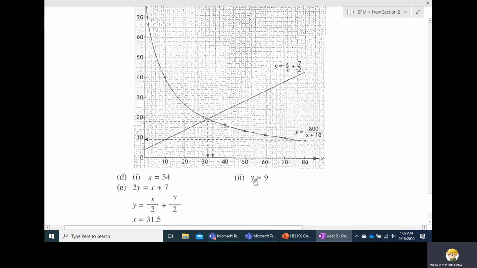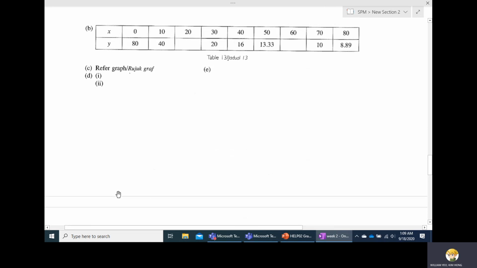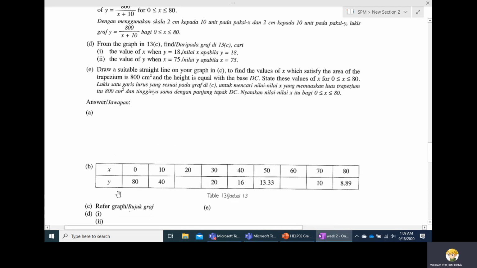Okay, 1 mark, 1 mark. Alright. Okay, E. Let's look at the question. E is very challenging. Normally for E, they will give you 3 to 4 marks. Very challenging. See, draw a suitable straight line. Same requirement, but read properly.